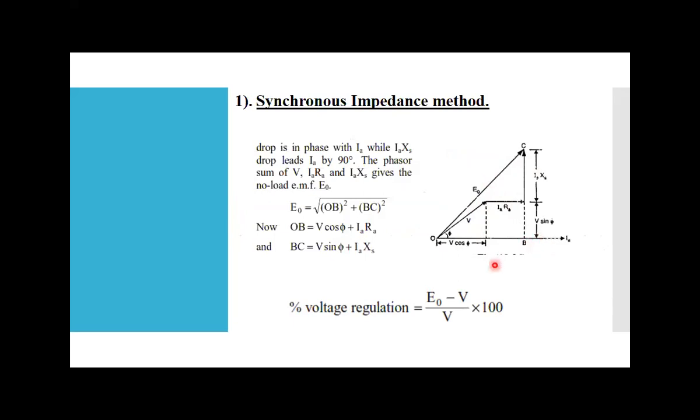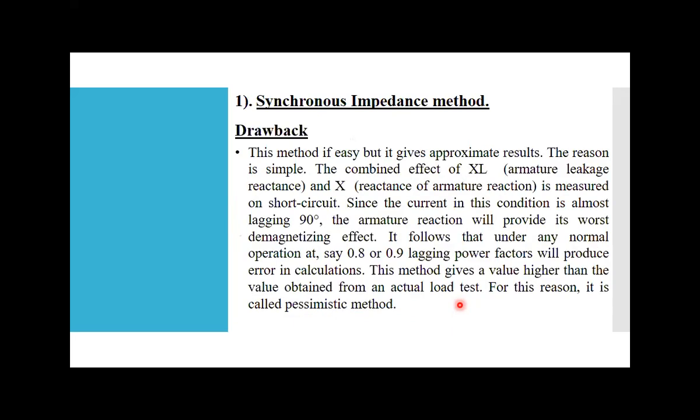The terminal voltage we already have. Then we can find the voltage regulation as the no load voltage minus the full load voltage, divided by the terminal voltage, multiplied by 100. So that is the synchronous impedance method.